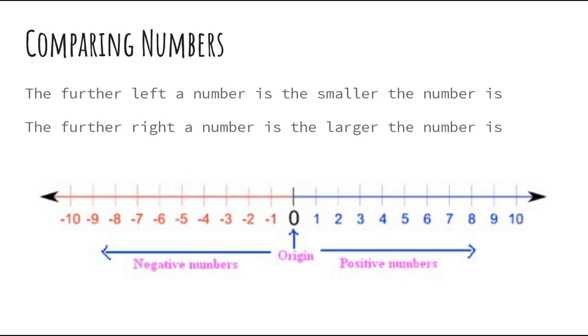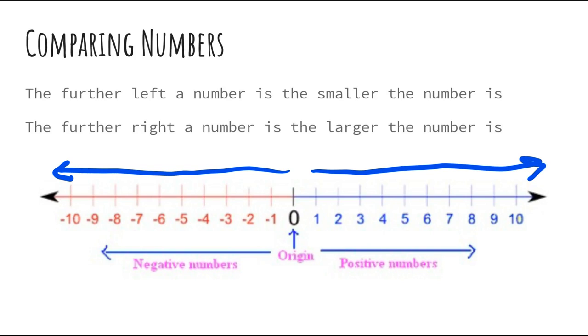The important thing to remember when comparing numbers is that as you go to the left, the numbers get smaller and smaller, and as you go to the right, the numbers actually get larger. So the further to the left a number is, the smaller it is, and the further right on the number line the number is, the larger it is.